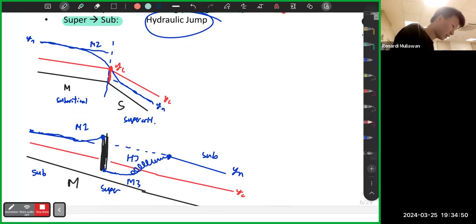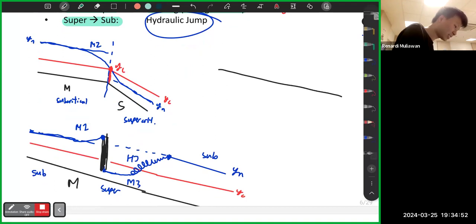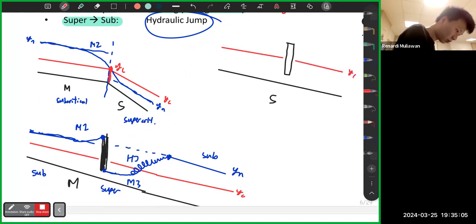Let's give you another example. It's the exact same example, but now it's a steep slope. So this one is YC. YC should be higher. YC is here, YN is here.